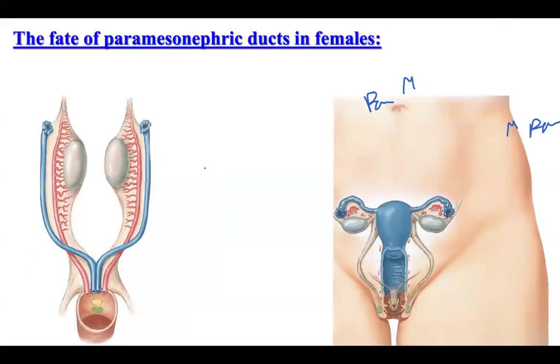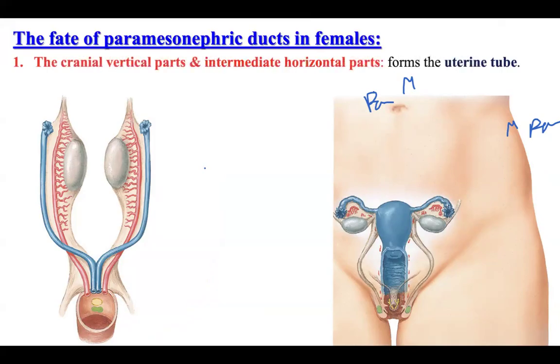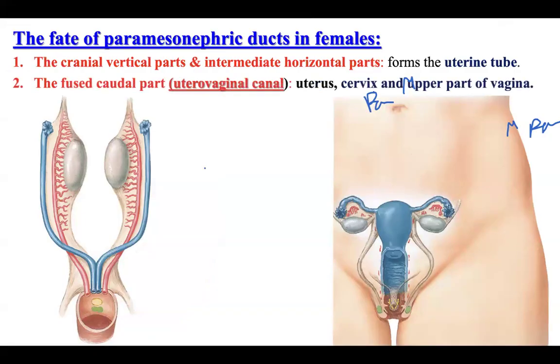In females, the fate of the paramesonephric ducts: the cranial parts will not fuse and will form the tubes, and the fused lower part will form what is called the uterovaginal canal, which will give the uterus, cervix, and upper part of the vagina. This is the fate of the paramesonephric duct in females.